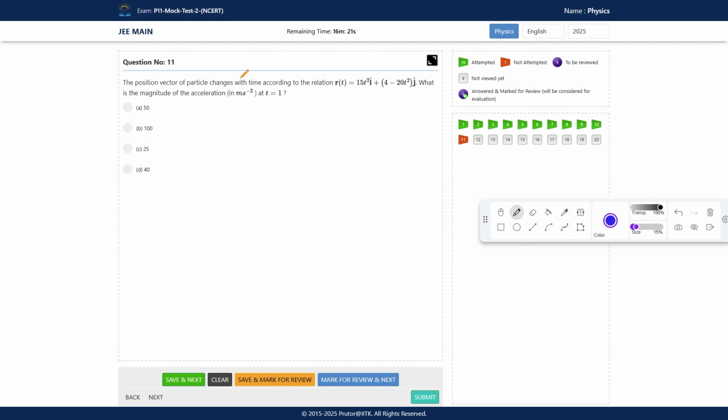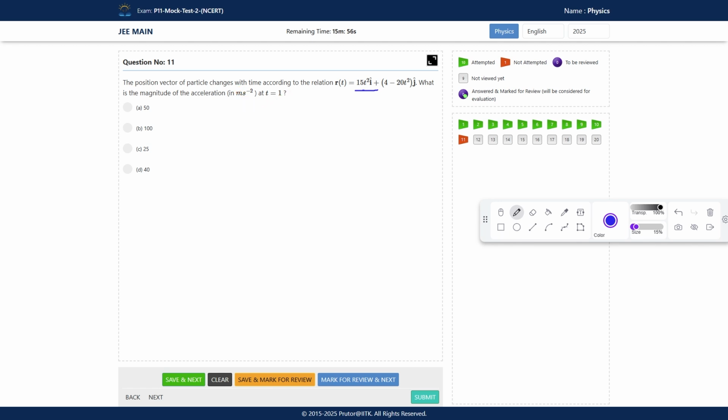The position vector of the particle changes with time according to the relation r of t is equal to 15t square i cap plus (4 minus 20t square) j cap. What is the magnitude of acceleration? So in this question you have to find out the magnitude of acceleration. How can we solve this question?